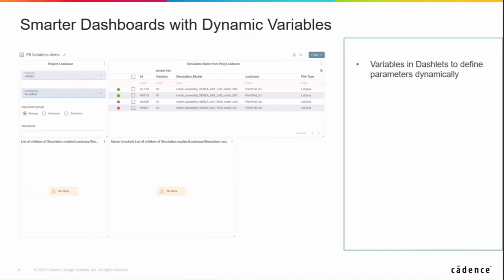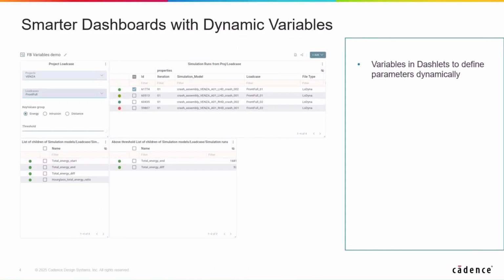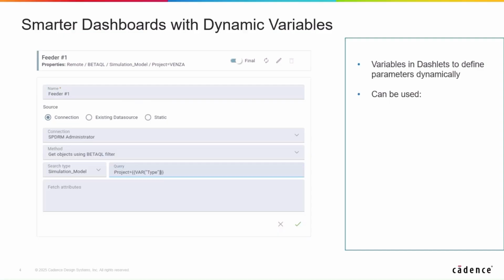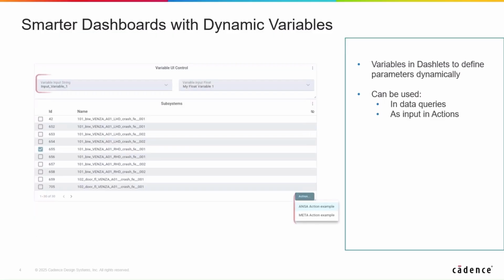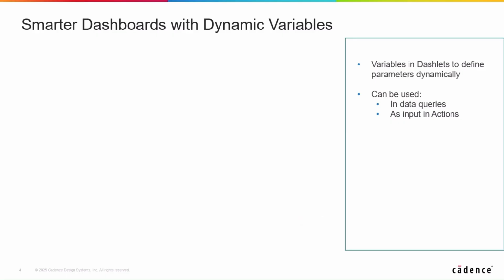Variables can now be defined at Dashlet level, allowing parameters to be set dynamically and reused across different parts of the Dashlet. These variables can be referenced directly in data queries to filter or shape the retrieved information, and they can also be passed as inputs to actions, enabling more flexible automation scenarios.